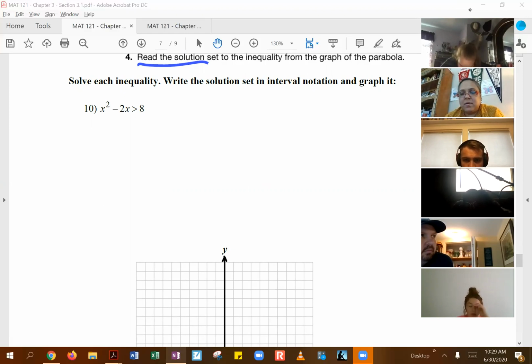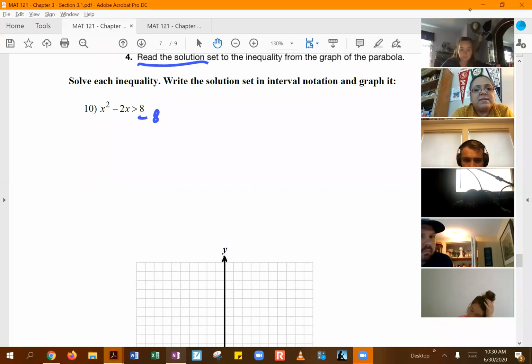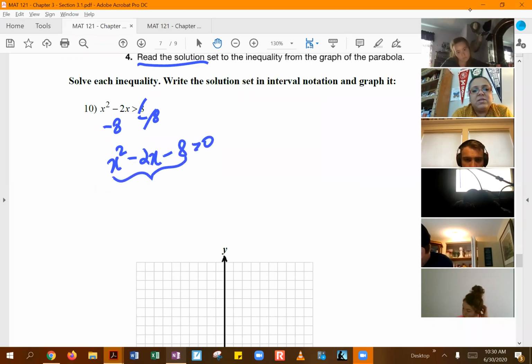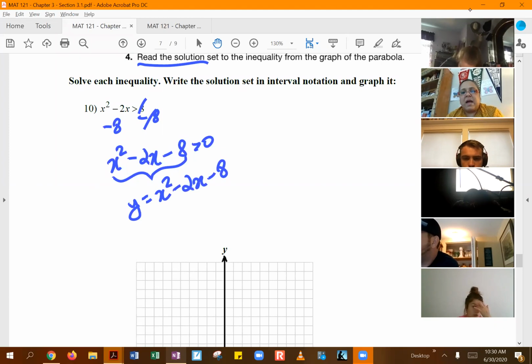Would it be x squared minus 2x minus 8 is greater than 0? Very nice. Yeah, exactly. So all you would do is just go ahead and subtract that 8 to the other side. These guys would cancel out, and you get x squared minus 2x minus 8 greater than 0. And now this one, you can set it up as your quadratic equation and then graph that.